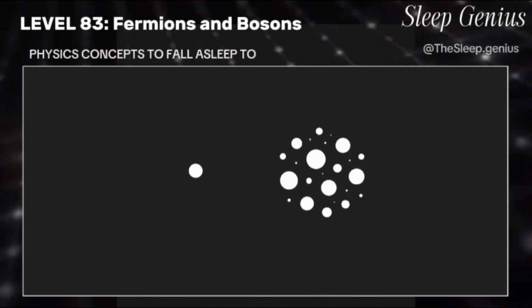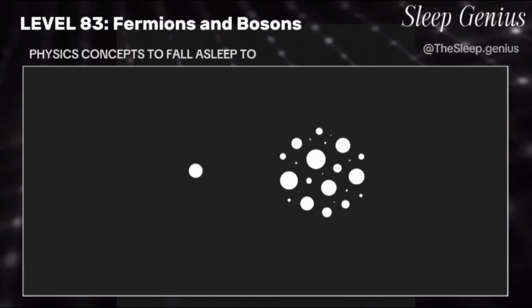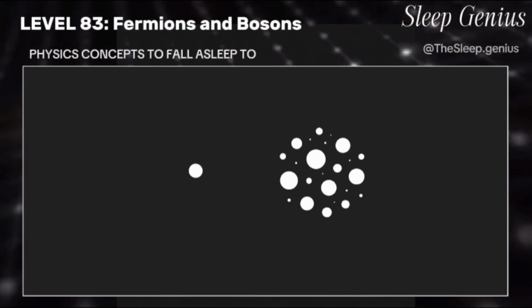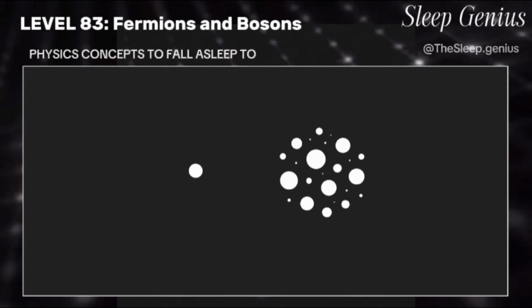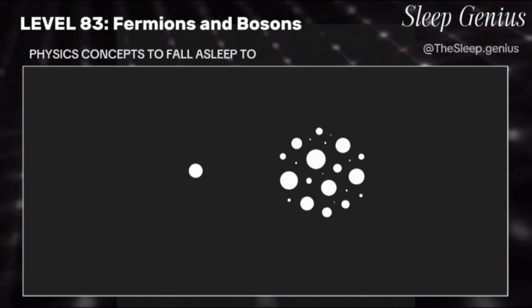Fermions follow a rule called the Pauli exclusion principle, meaning no two can occupy the same state. This gives them individuality. Bosons, on the other hand, like to gather in the same state, creating phenomena such as lasers and superfluids. Together, they show that the universe balances individuality and collectiveness in its tiniest elements.